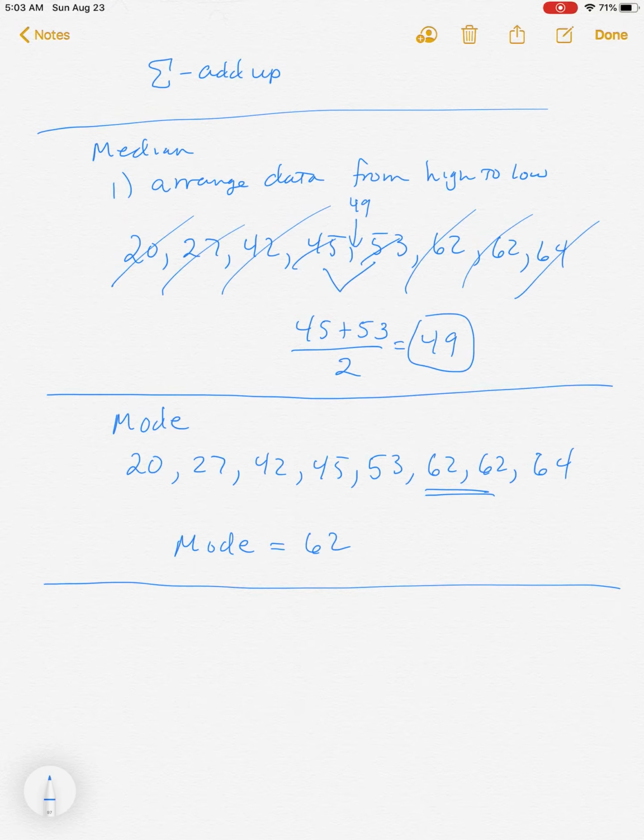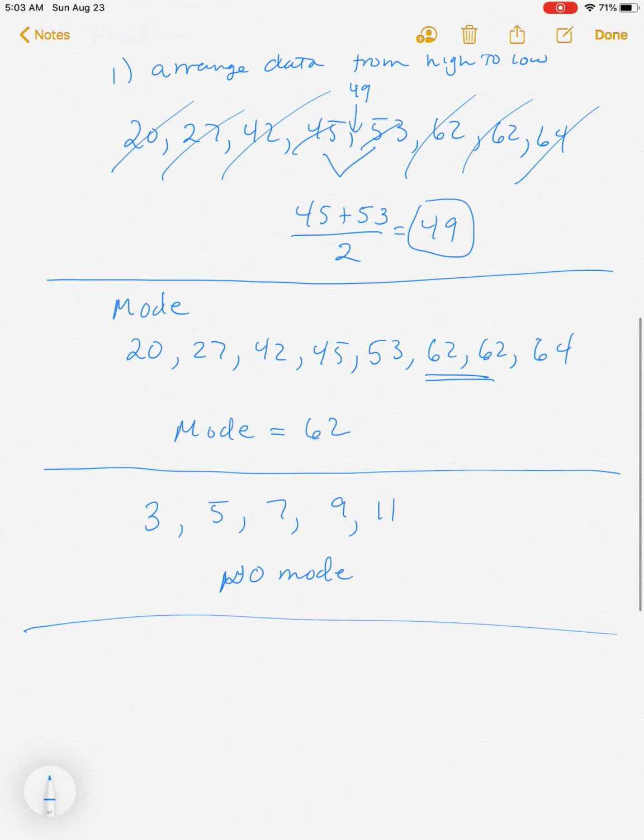So if I made up another set of data, 3, 5, 7, 9, 11, this one would have no mode. If that was my only data set, or those were my data points and that was it, there's no mode because no value is repeated. So in order to have a mode, a value needs to be repeated, and then you're looking for the one that gets repeated most often. So if I had something like 1, 2, 3, 4, 5, 5, then I would have a mode of 5. Just like I had a mode of 62 in the one above.